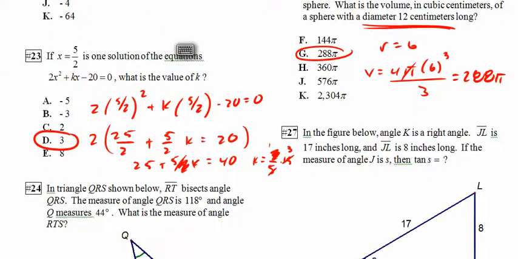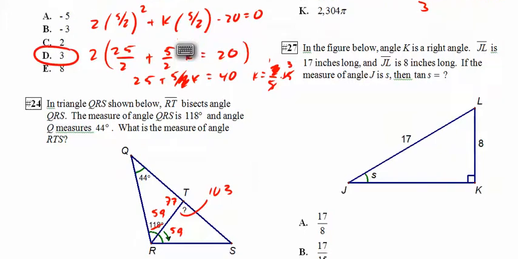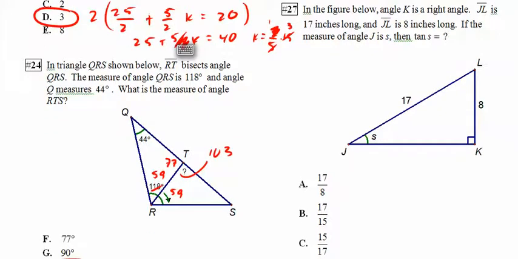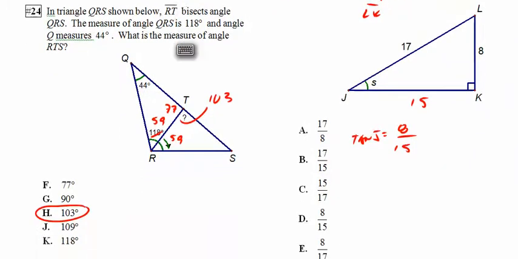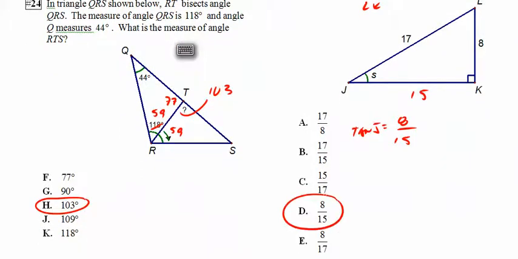Sorry. Figure below, angle K is a right angle, JL 17. Mistake. LK. I have to fix that. What's the tangent of S? Well, this is a triple, 8, 15, 17. Tangent's 8 over 15. D.